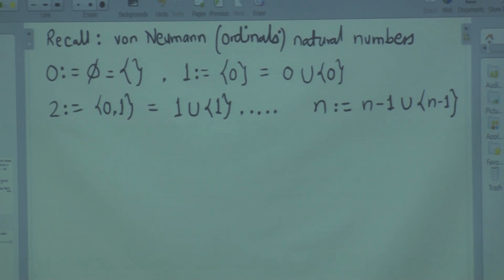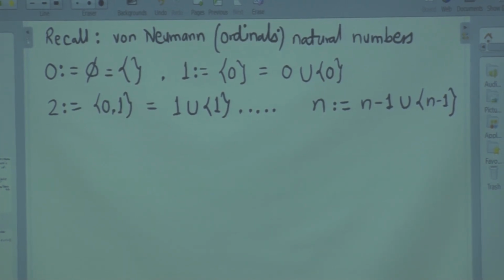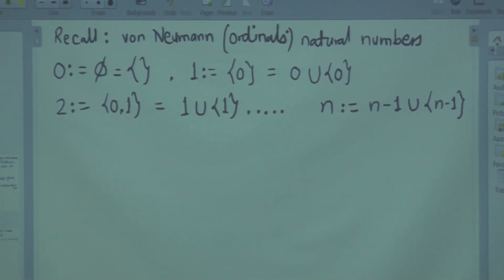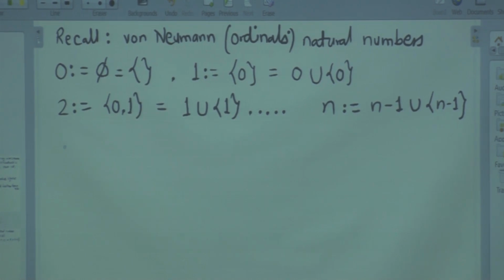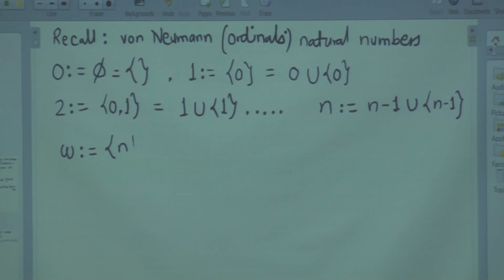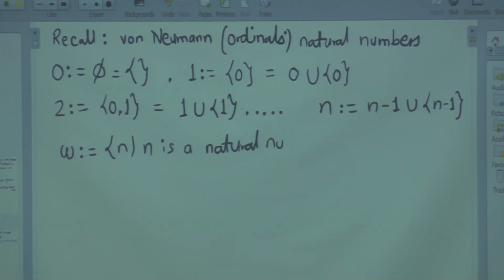Understood this type of definition? We are just adding one element at a time. And what is 10? Well, 10 is all numbers from 0 to 9, all the numbers less than 10. So therefore ultimately we define omega to be equal to {n such that n is a natural number}. So these are the natural numbers, 0, 1, 2 up to n and so on.